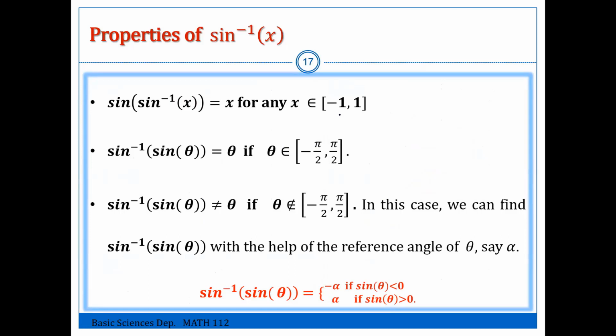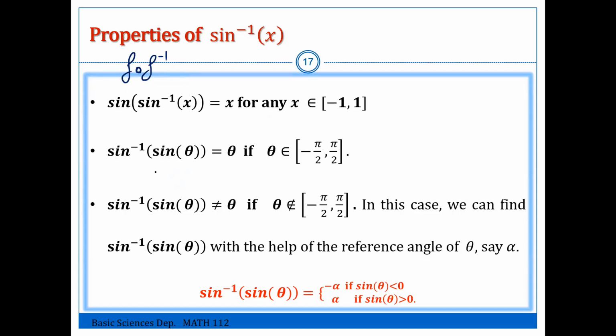Same as we said for cosine and cosine inverse. If we compose f inverse, the composition, so if we compose sine inverse and sine, we get the identity, but x must be between -1 and 1 to be able to talk about sine inverse of x. We saw cosine inverse of 2 doesn't exist. So if x is not in the domain, we cannot talk about cosine inverse.